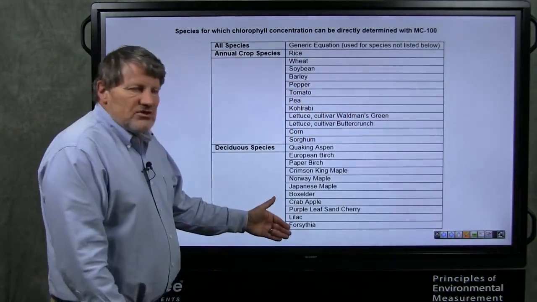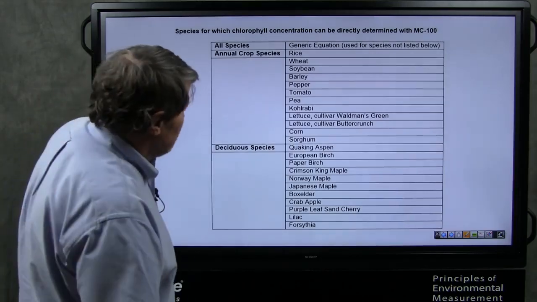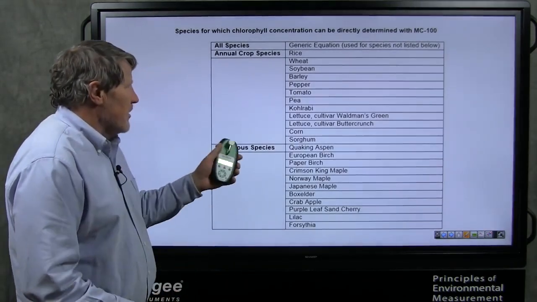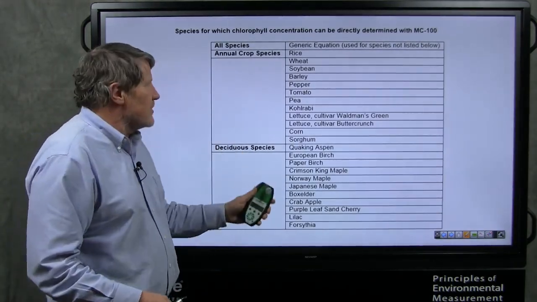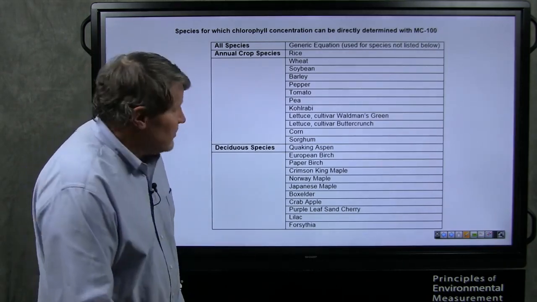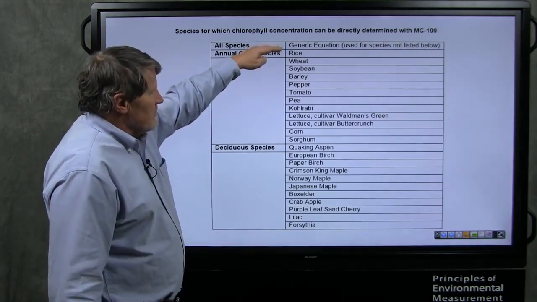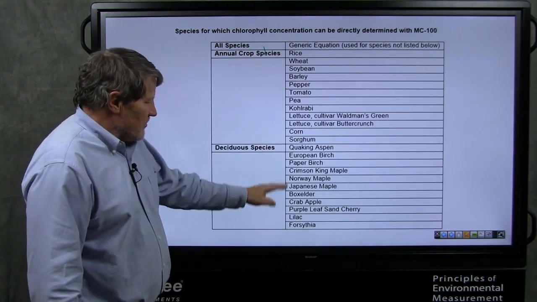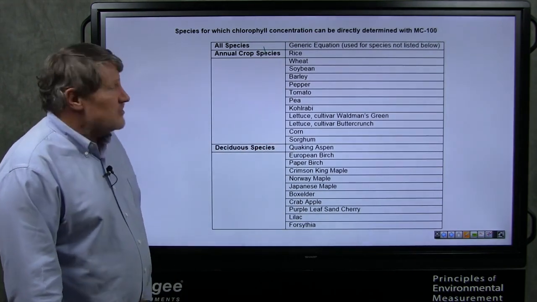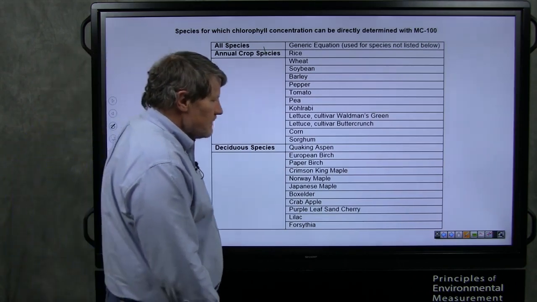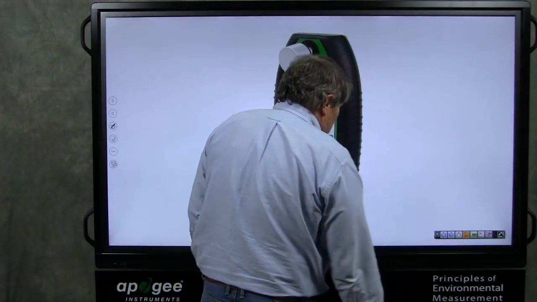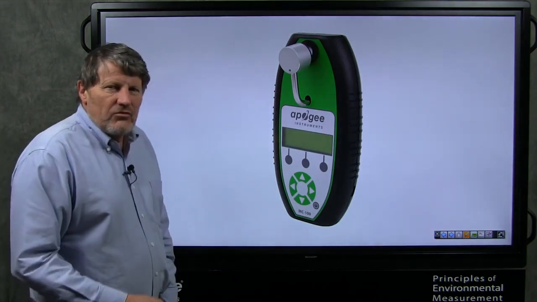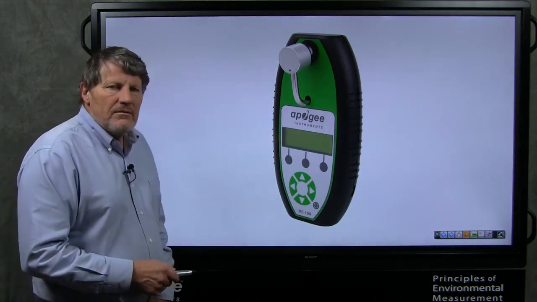These are the species in the Apogee meter for which we have equations. We're working on additional equations for this. There's generic equations in here. Most of the major annual crop species are in here. There's a number of deciduous species also in this. So that's a summary of what we had to do to get to this point.